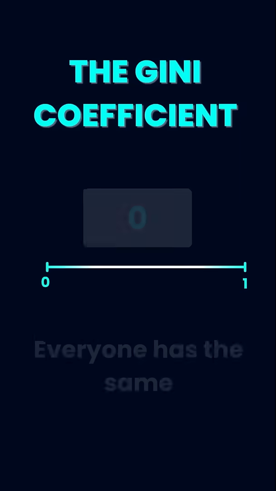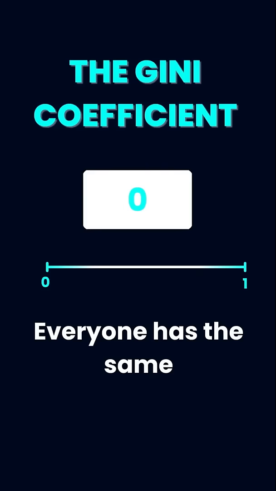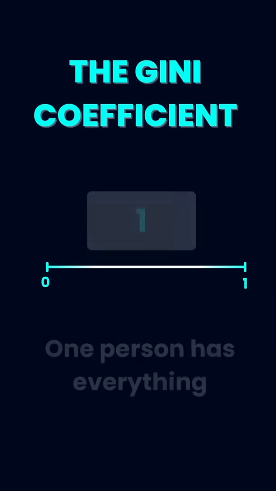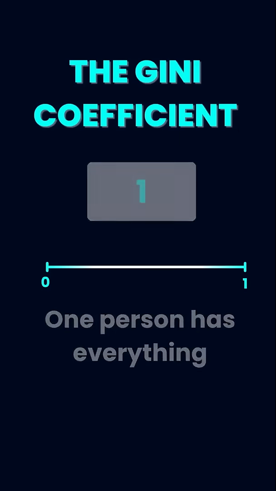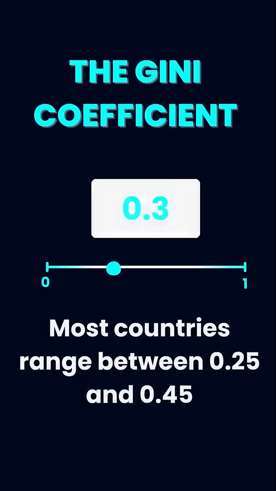A Gini of 0 means everyone has exactly the same income. A Gini of 1 means a single person owns everything, while everyone else has nothing. Of course, reality lies somewhere in between. Most countries range between 0.25 and 0.45.